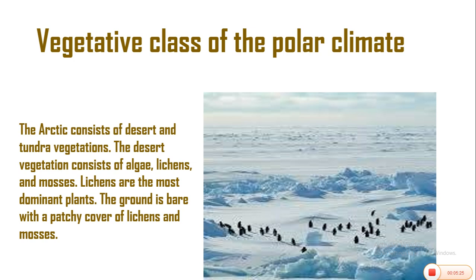Vegetative class of the polar climate. The Arctic consists of deserts and tundra vegetation. The desert vegetation consists of algae, lichens, and mosses. Lichens are the most dominant plants. The ground is bare with a patchy cover of lichens and mosses.